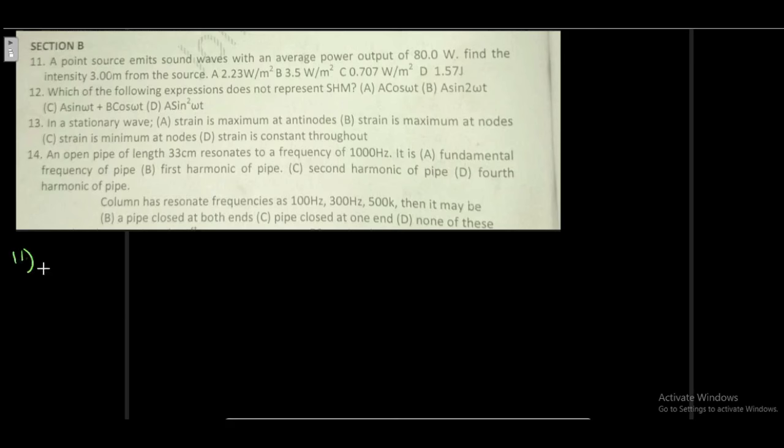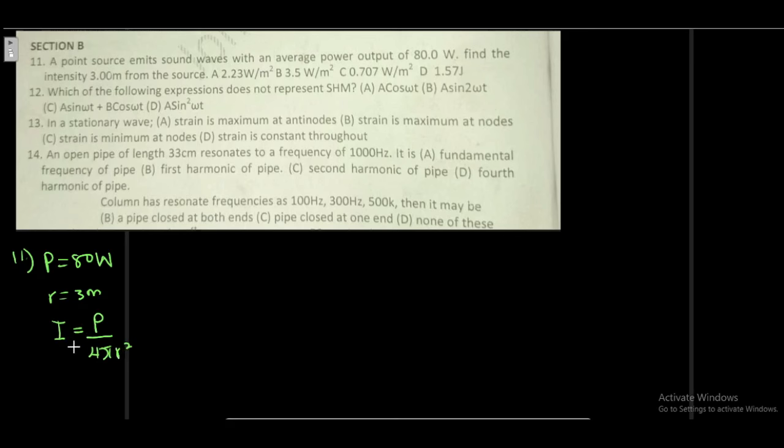Question 11. The power given to us is 80 watts. They say find the intensity 3 meters from the source. So they gave us the distance to be 3 meters from the source. Now the intensity of sound, assuming it radiates uniformly in all directions, is given as I equals P over 4 pi r squared. This is the relationship between intensity of sound, power, and the distance.